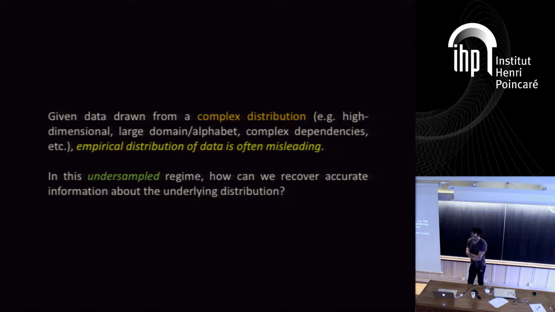if the amount of data is not enormous, the empirical distribution of the data might be misleading. The empirical distribution might not be that accurate a reflection of the true distribution. And the question is, in this undersampled regime, what can we do? Can we accurately recover information about the true distribution? Can we estimate properties of it? And so on. Okay.